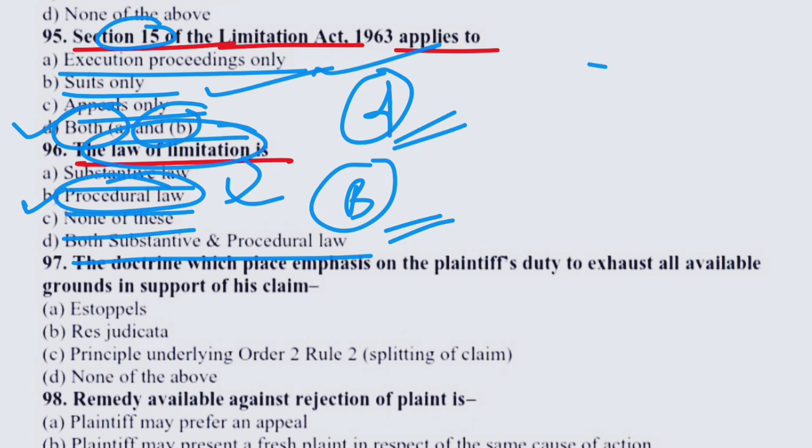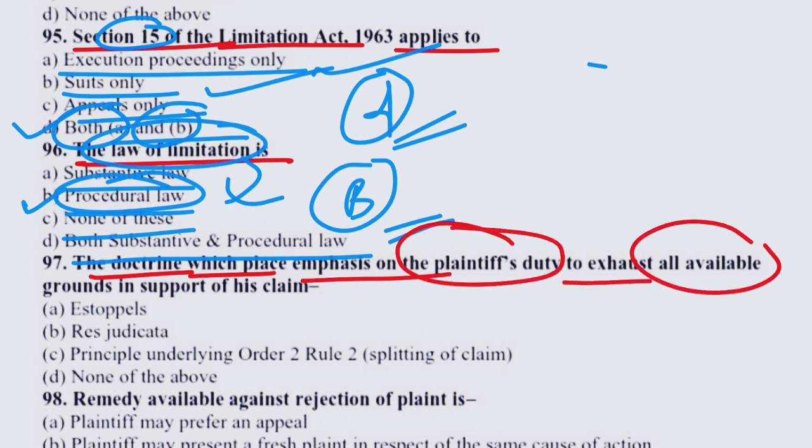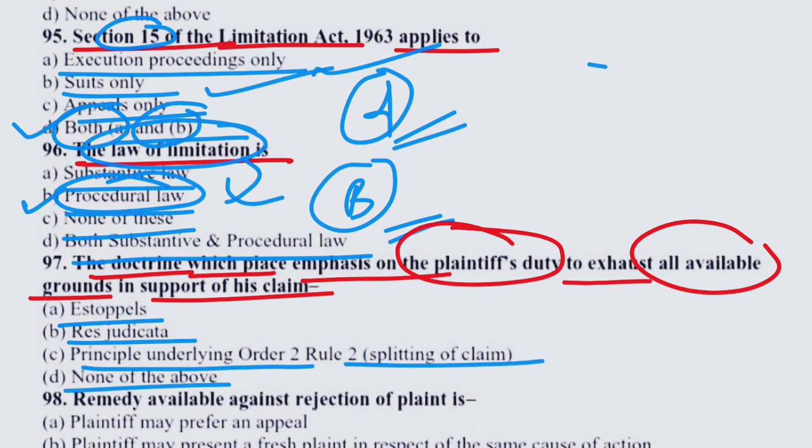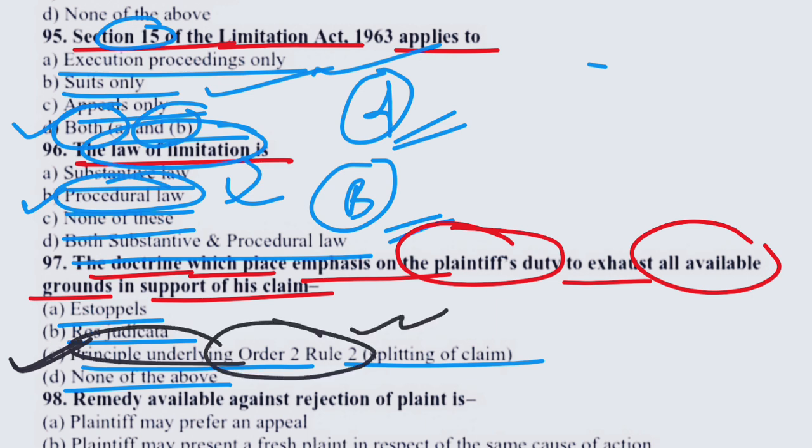Okay. So now into next question. Next question is the doctrine which places emphasis on the plaintiff's duty to exhaust all available grounds in support of his claim. Options are estoppel, res judicata, principle underlying Order 2 Rule 2, splitting of claim, and none of the above. So in this case, the correct option would be option C. That means principle underlying Order 2 Rule 2, that means splitting of claim. So in this case, the option C would be the correct answer.